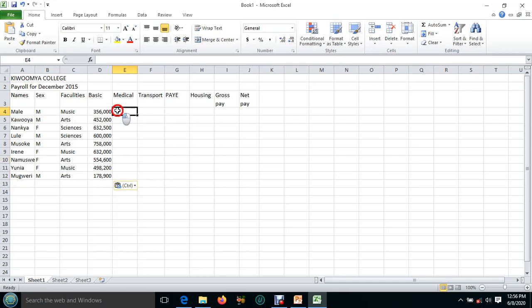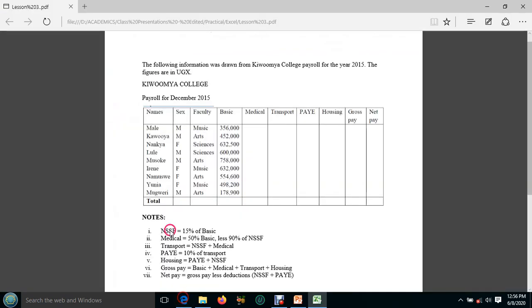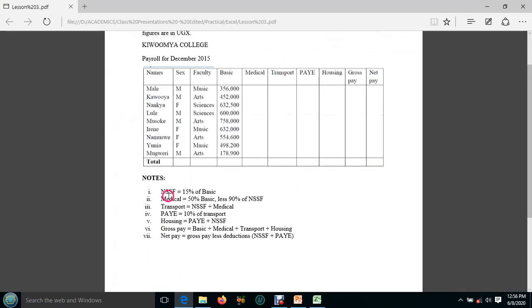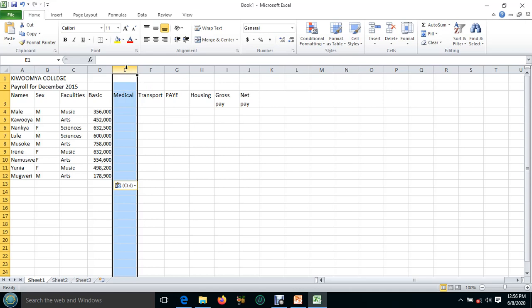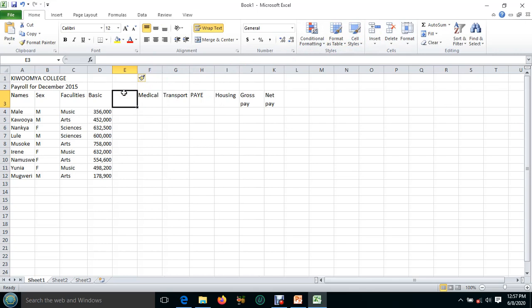So now let's come and calculate the medical from the question here. Roman 1, we should get NSSF, which is equal to 15% of basic. But we don't have NSSF here, and it should be the first. Now since we know how to insert a new column, let's insert that. And we'll simply call it NSSF.